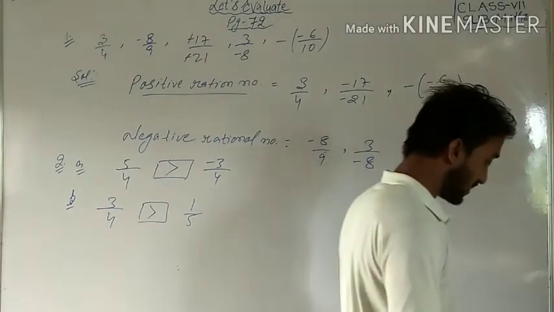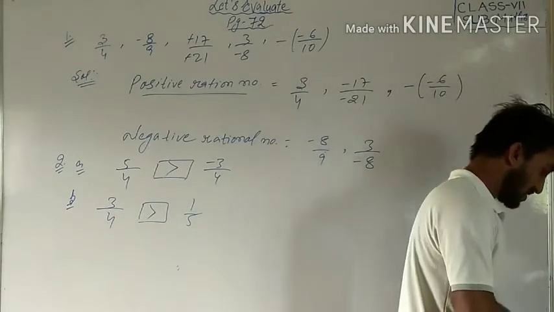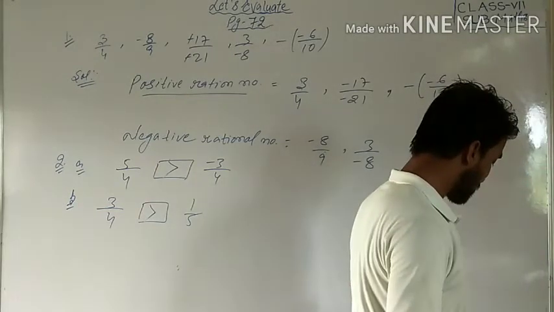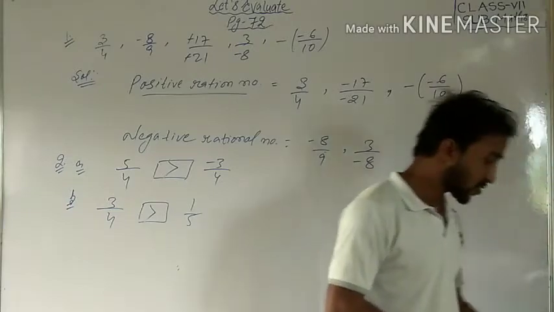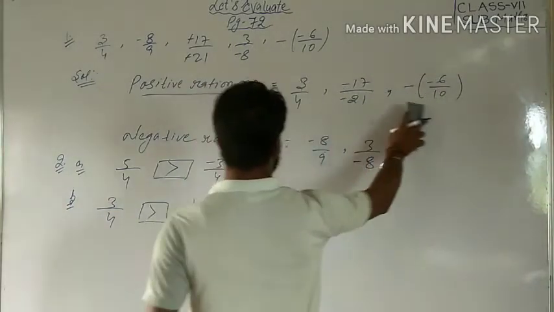So question number 3. In question number 3, write two rational numbers between each pair. Students, it's a very nice question. Write two rational numbers between each pair. What is the pair? Let's consider.